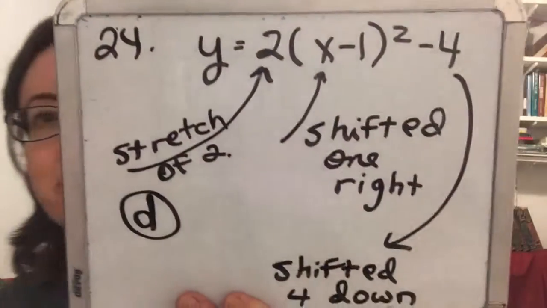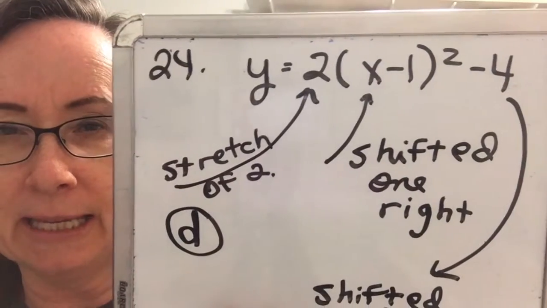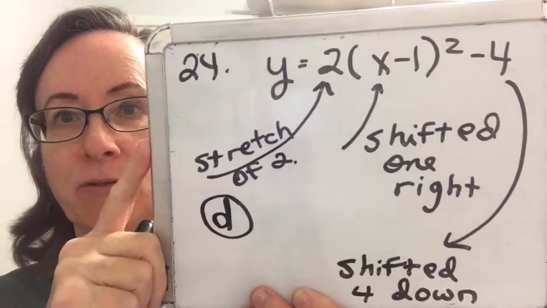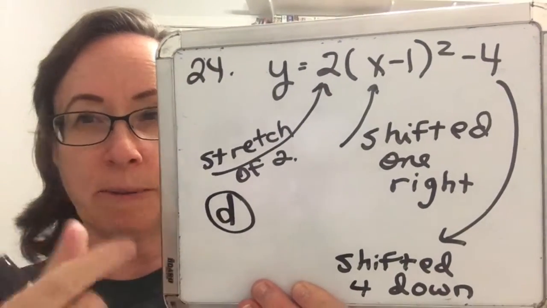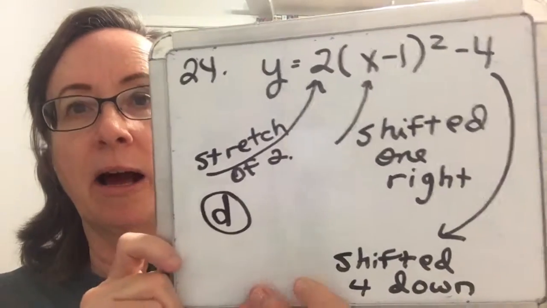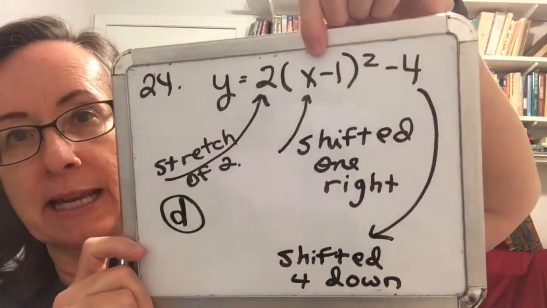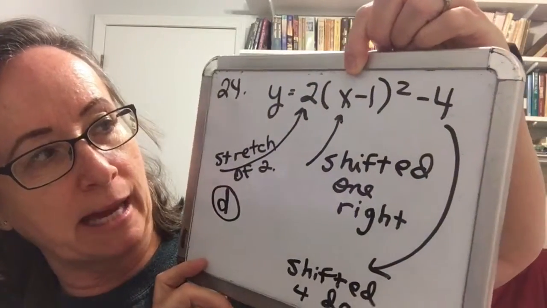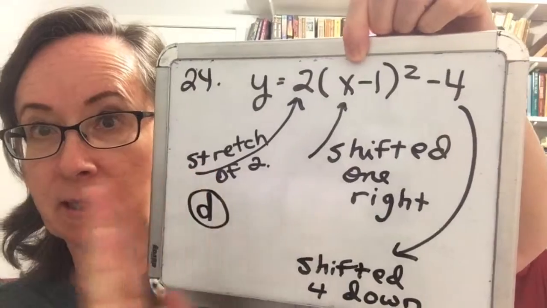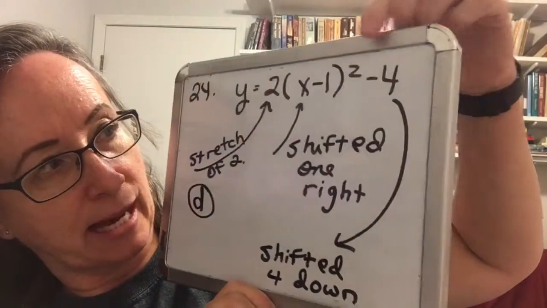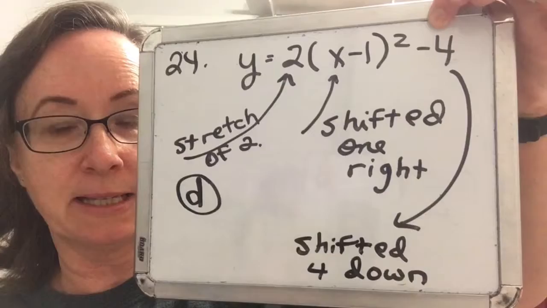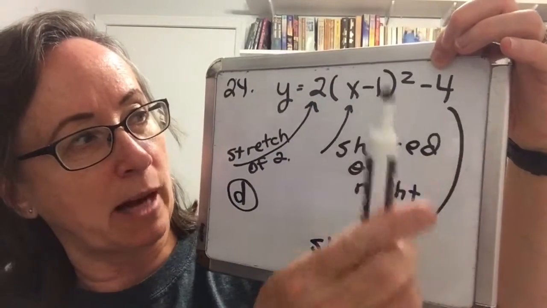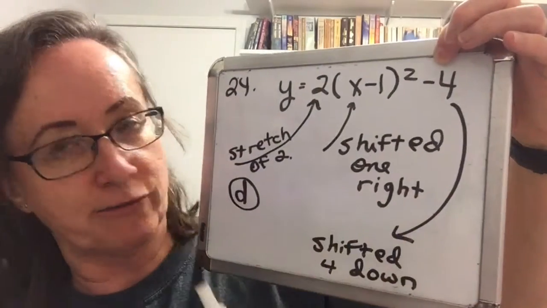So on number 24, I took the equation and I analyzed it a little bit. The 2 on the front means that it's going to be a vertical stretch, so it's going to be sharper and skinnier. The x minus 1 means that I have a shift 1 to the right, and that's going to affect my x coordinate. And then I've got a shift 4 steps down. So my vertex, remember this is the vertex form of the parabola, is 1, negative 4.